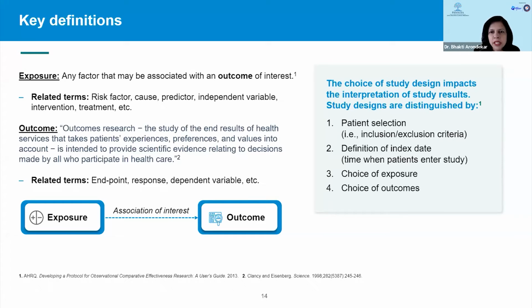And then the type of study that you do is impacted by how you select your patients, how you define the starting point for your study. So when do patients actually enter the study? What are the choice of exposure variables or predictor variables that you want to identify? And this is often dictated by the database that you use. So you can only measure what's recorded in the underlying database that you have. And then finally, the choice of outcomes. Both 3 and 4 are dictated by the type of database or real world data source that you use to conduct your study.